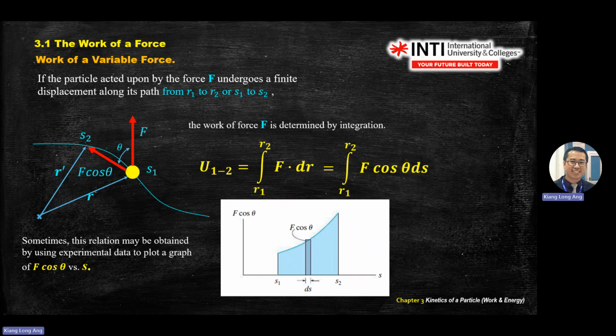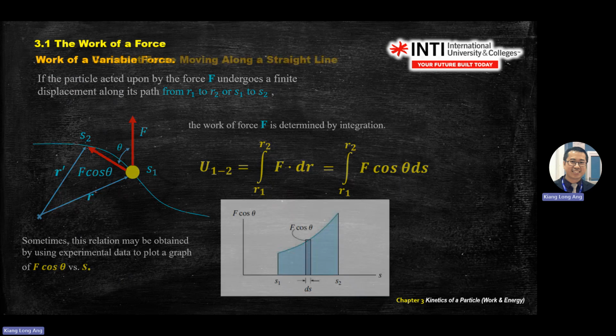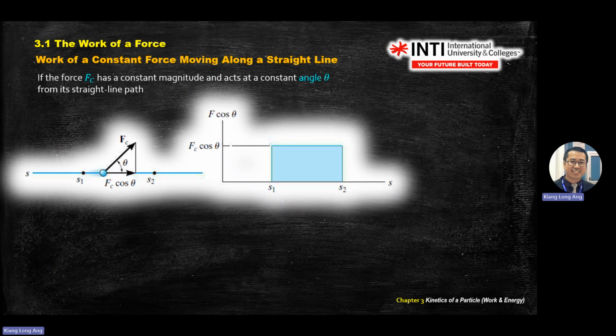So if you do integration, this is the area on the graph. It's actually the area under the graph by plotting F cos theta versus distance traveled. If you cannot imagine this, it's still okay, but what is important is that when you see a curved motion, you need to do integration. Okay. All right.